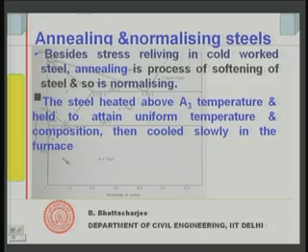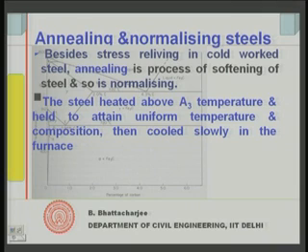uniform composition. So, you heat it up beyond the A3 line, and we are discussing all steels with less than 0.85% carbon. If you heat it for sufficient time, it becomes uniform in structure and also in composition. So, all grains actually become austenite, and then it is cooled slowly in the furnace. When you cool it slowly in the furnace, that is what the annealing process is.